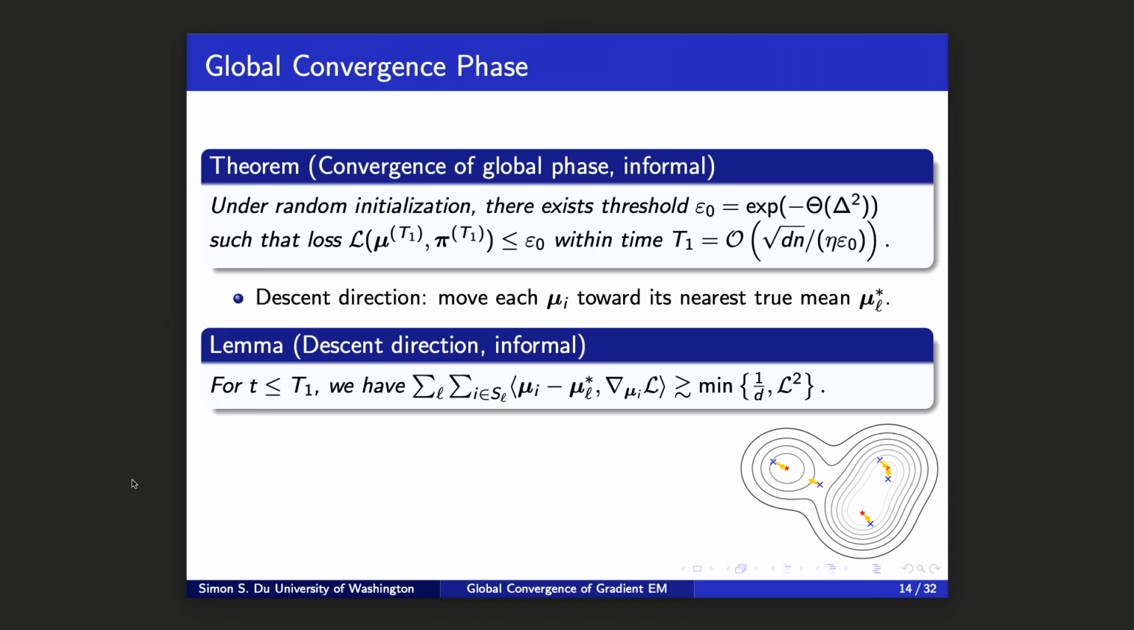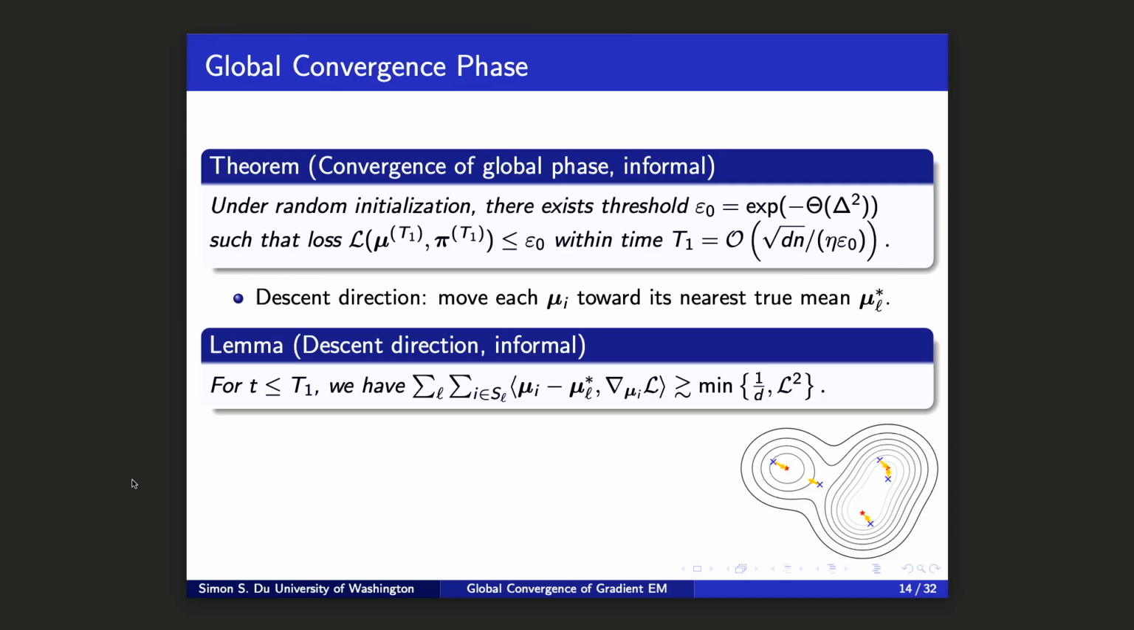The descent direction is actually pretty natural. It's just the distance between your mu I and the ground truth mu I star. Let's say this mu I belongs to S L, the set for mu L star. So the descent direction is just the difference between mu I and mu I star, and if you compute the inner product between this term and the gradient, you can show it's bigger than 1 over d times loss squared. Here we have 1 over d because it's only for the global phase.